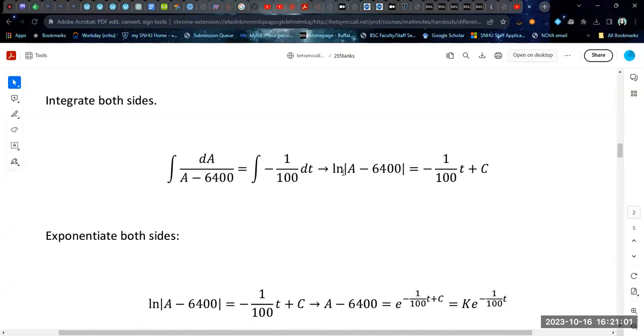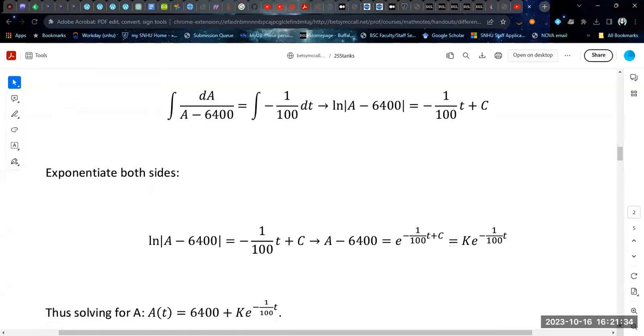And I end up with log of A minus 6,400 is equal to negative 1 over 100 T plus C. And then, of course, you solve this for A. So I'm going to raise both sides to the power of E. That will cancel my log on this side and put it on that side. I can separate this plus C in the exponent as E to the C by multiplying it. And then that becomes just some general constant K.